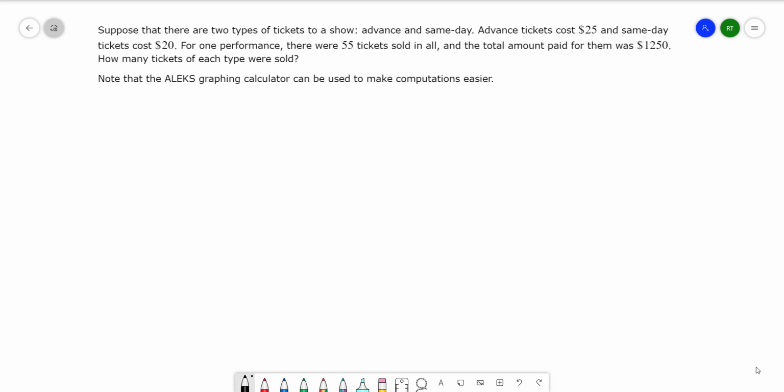Suppose that there are two types of tickets to a show, advance and same day. We know that advance tickets cost $25, and then they told us that same day tickets cost $20. And then for one performance, there were 55 tickets sold in all, and the total amount paid for them was $1,250. How many tickets of each type were sold? That's what we need to figure out.